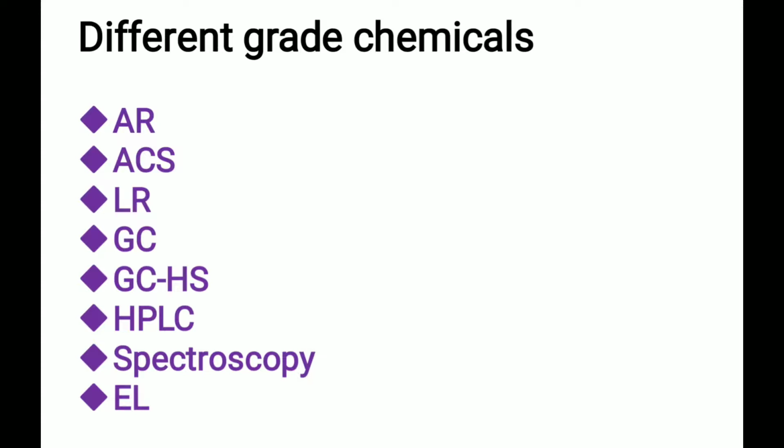The fourth one is GC grade, which is also known as gas chromatographic grade. As the name suggests, this grade is used for instrumental analysis, that is gas chromatography. This grade has different solvents like acetone, acetonitrile, and toluene, which are used in the analysis by gas chromatography.